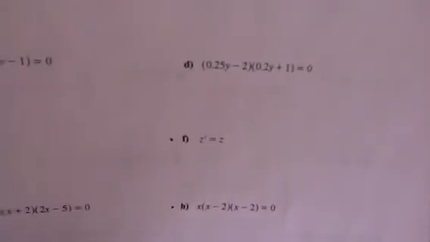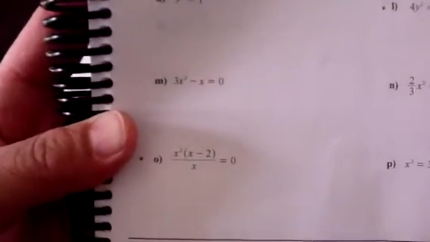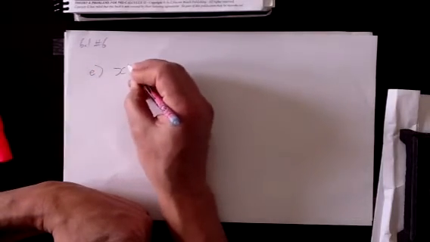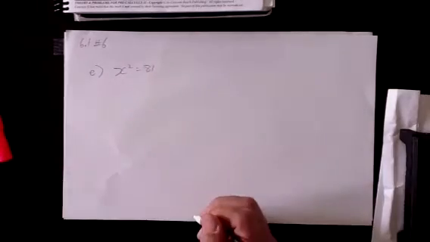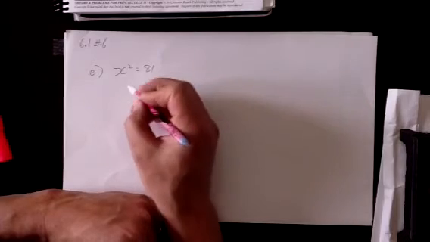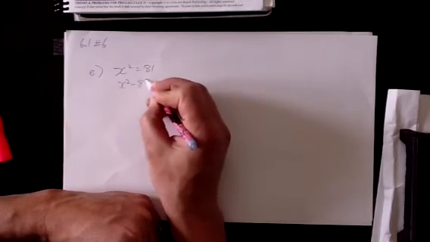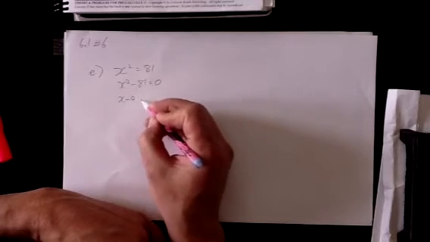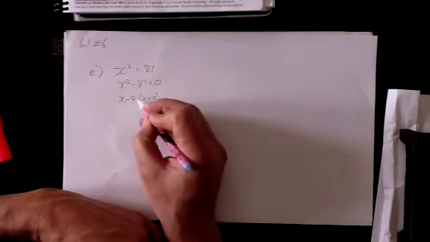Let's look at E and F, and we're going to look at O. Yes, we're going to look at O. Okay, so E says z squared equals 81. I'm going to use x squared equals 81 because I don't like using z because z looks too much like a 2. So x squared equals 81, so x squared minus 81 equals 0. That factors to x minus 9, x plus 9.